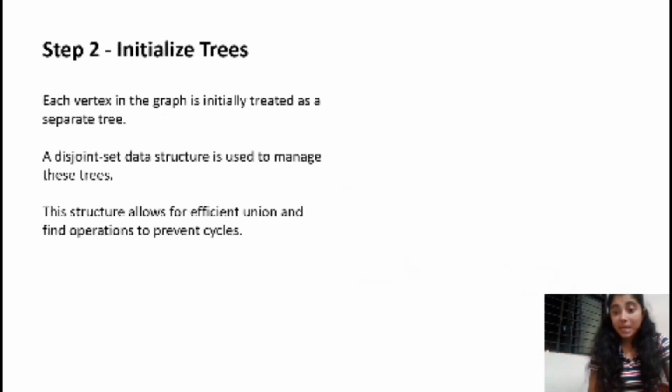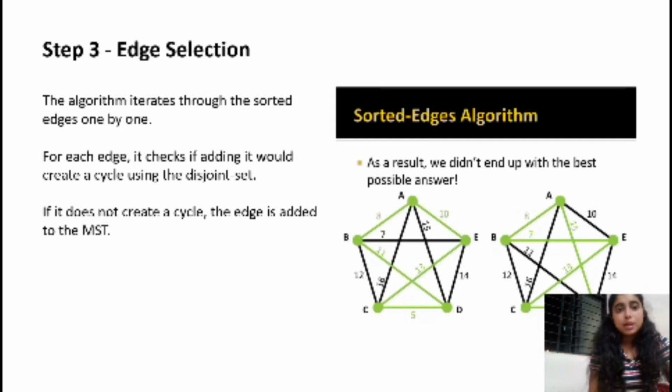In step 2, we initialize the trees. Each vertex in the graph is initially treated as a separate tree. A disjoint set data structure is used to manage these trees. This structure allows for efficient union and find operations to prevent cycles. In step 3, we select the edge. The algorithm iterates through the sorted edges one by one. For each edge, it checks using the disjoint set if adding it would create a cycle. If it does not create a cycle, the edge is added to the MST.